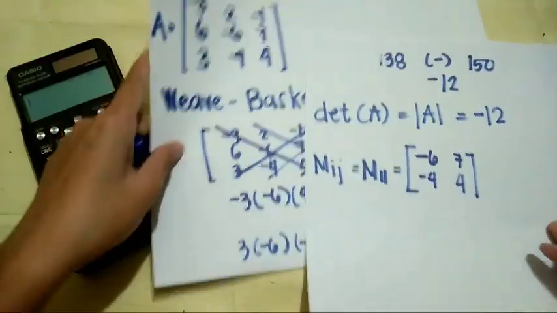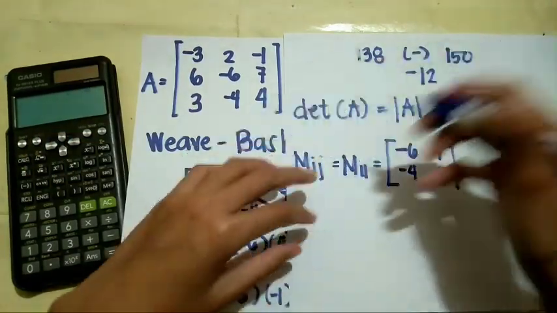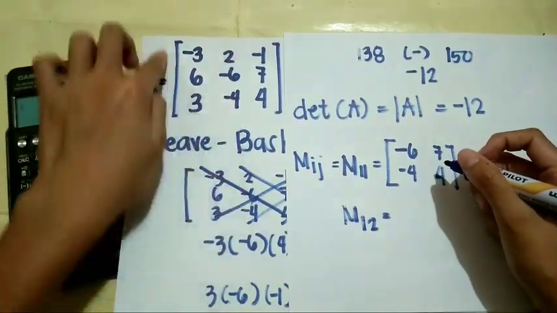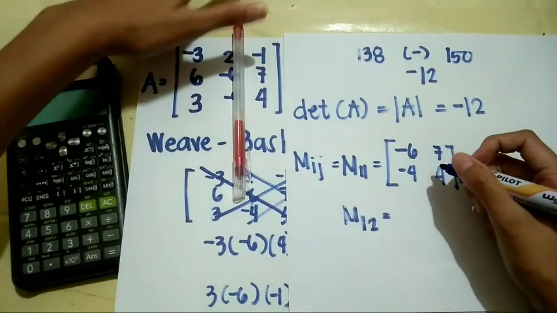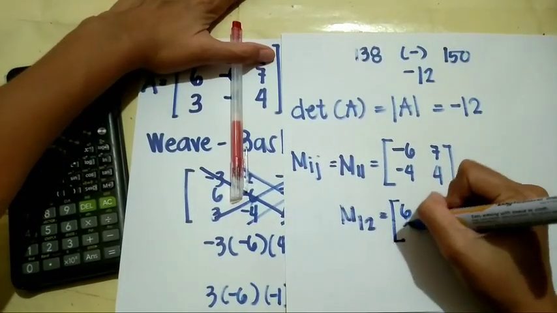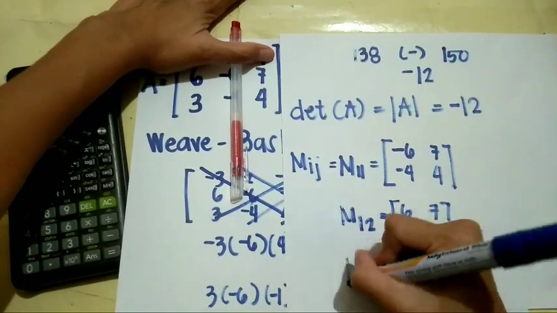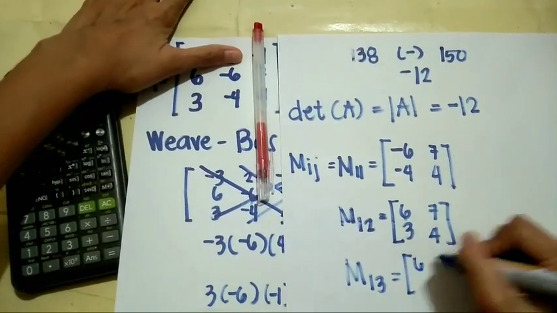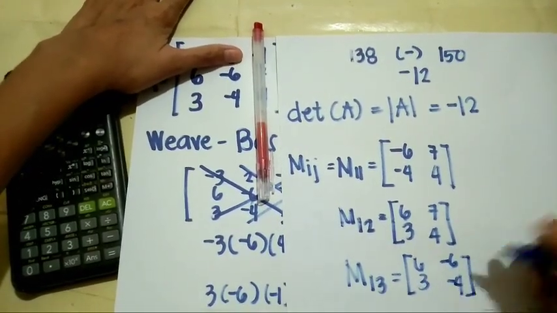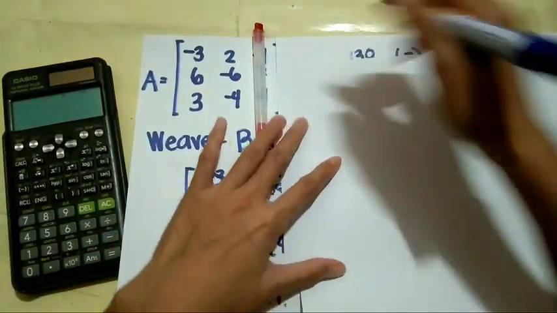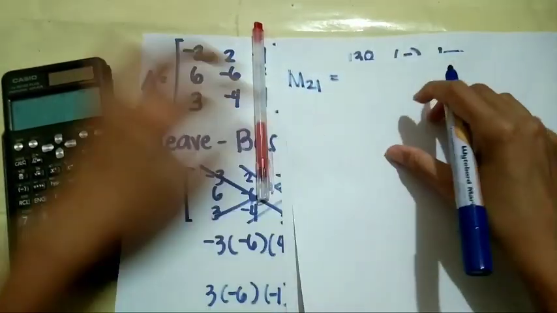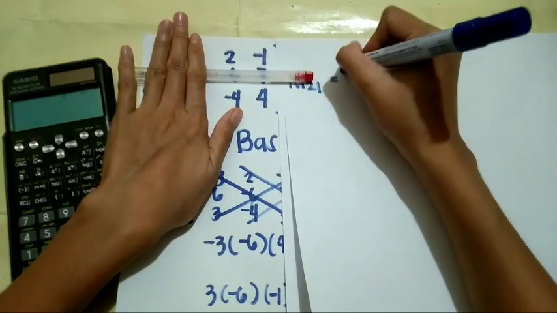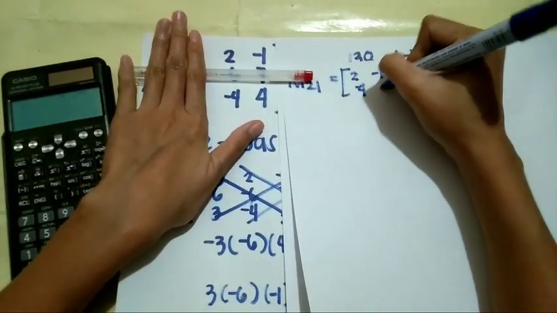Let's put first the matrices of this one. Next is M12, the first row and the second column. What is not covered is 6, 3, 7, 4. Then for M13, we have 6, negative 6, 3, negative 4. Okay, let's get another paper. We have M21. For M21 we have 2, negative 1, negative 4, then 4.